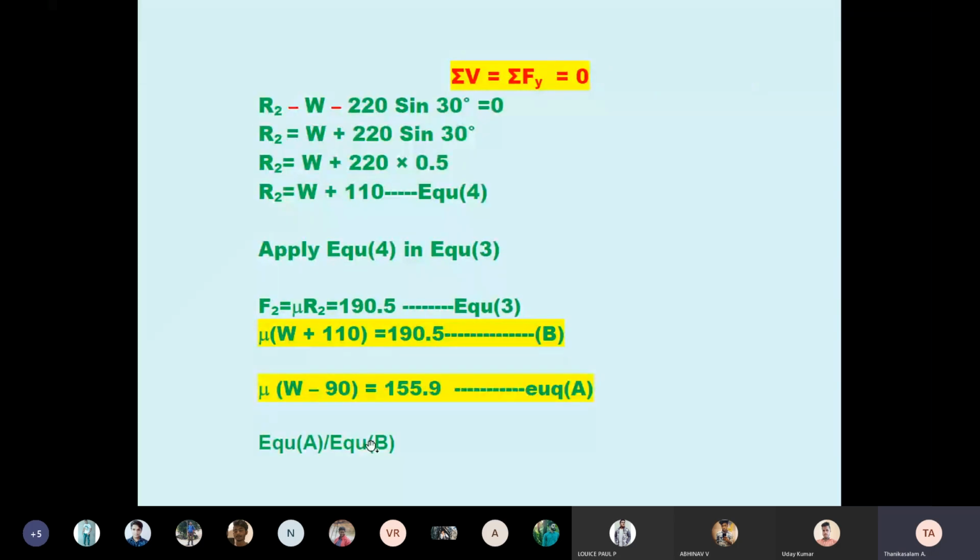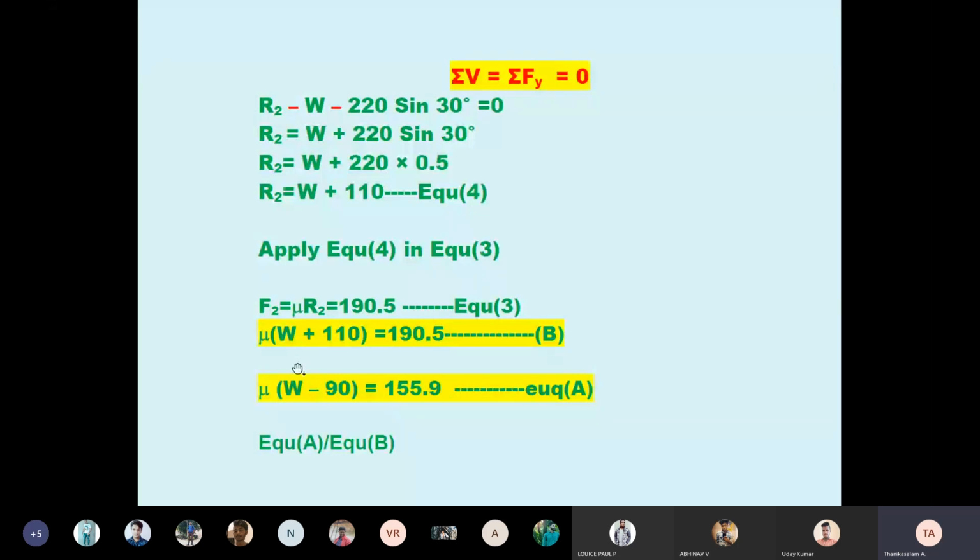Now we got R2 in equation 4, R2 in terms of W plus 110. Therefore mu into (W plus 110) equal to 190.5. This is equation B. So case 2, we formed equation B in terms of mu W, and case 1, we have formed equation A: mu into (W minus 90) equal to 155.9.